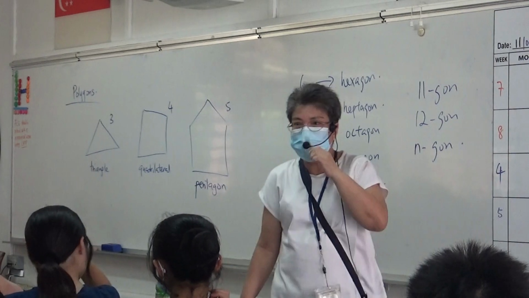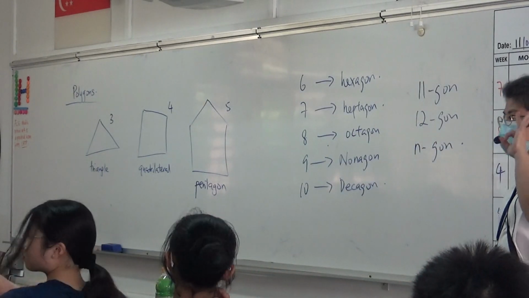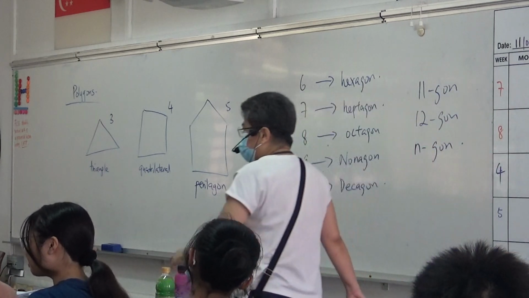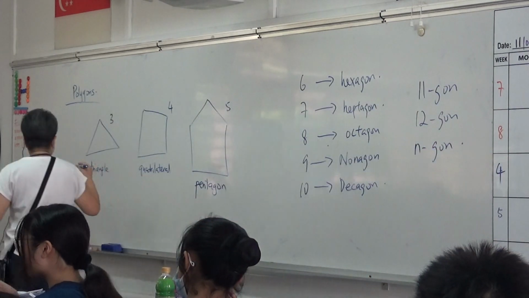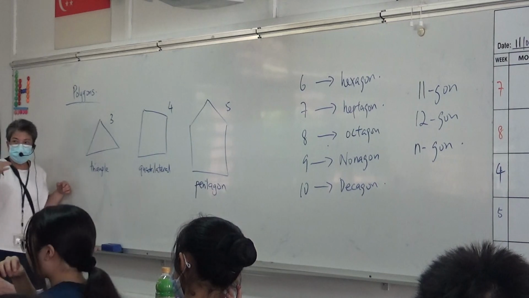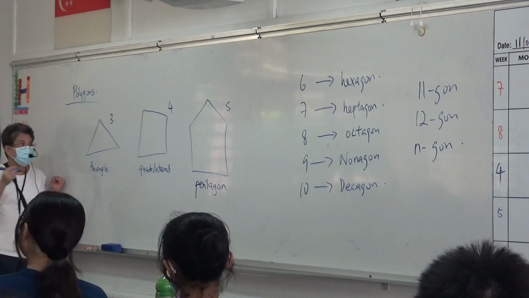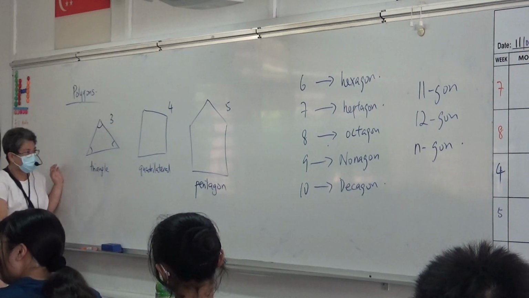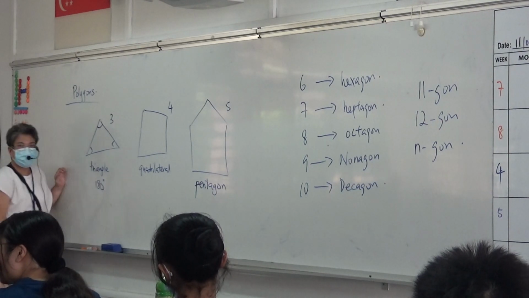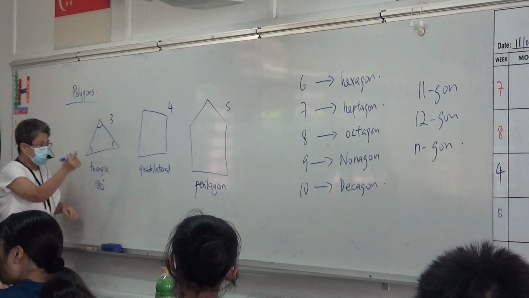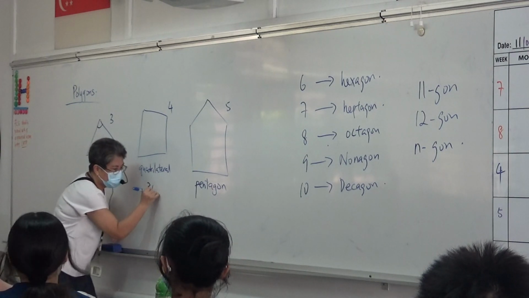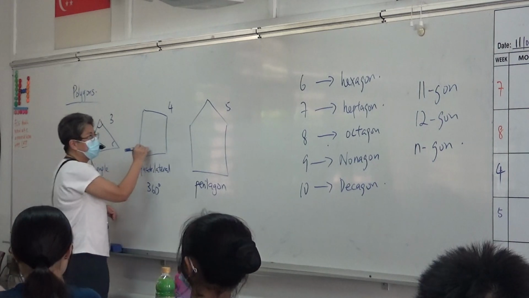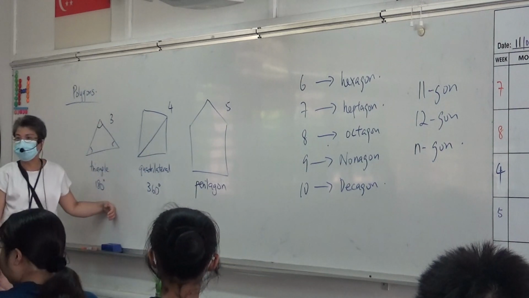Understand? Okay. Now, there are 3 formulas that you need to know. Okay? I'm going to write it on the board. Now, I'm going to derive the first one for you first. Now, angle sum of triangle is 180 degrees, right? Yes. Angle sum of quadrilateral is 360. Now, how do you get 360? Actually, I can divide into 2 triangles, right?